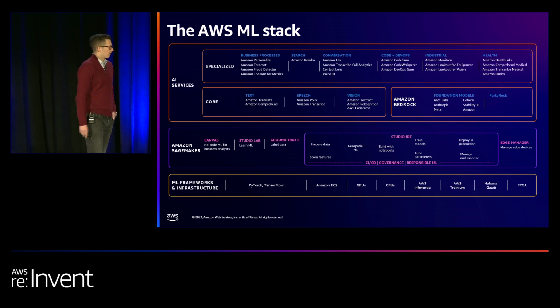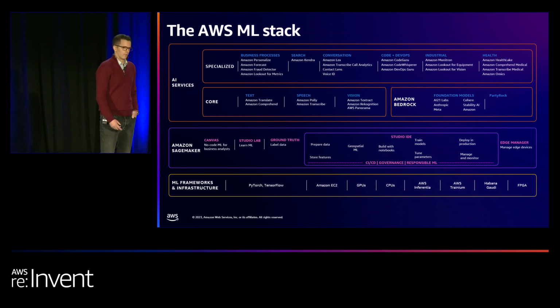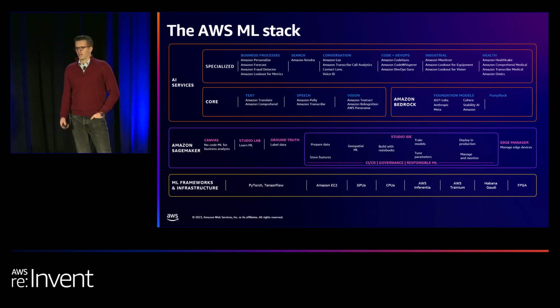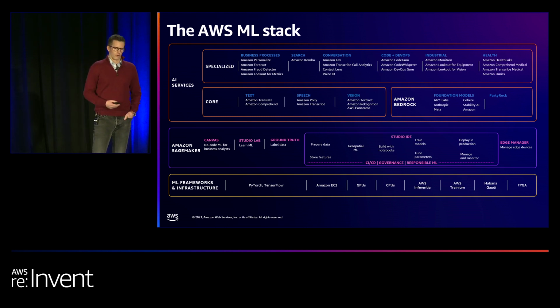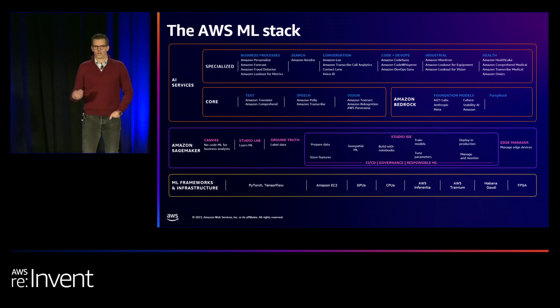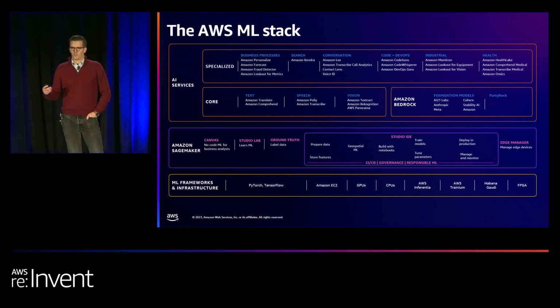So in the bottom layer here, we have our ML frameworks and infrastructure. This layer includes our EC2 instances powered by accelerated hardware, things like GPUs or custom ML silicon. These instances are interconnected by high-speed network interfaces. Then we have our frameworks that are optimized to run on this accelerated hardware as well. We support popular frameworks like PyTorch and TensorFlow that come prepackaged in our deep learning AMIs and deep learning containers that make it easy for anybody to get started with these instances.